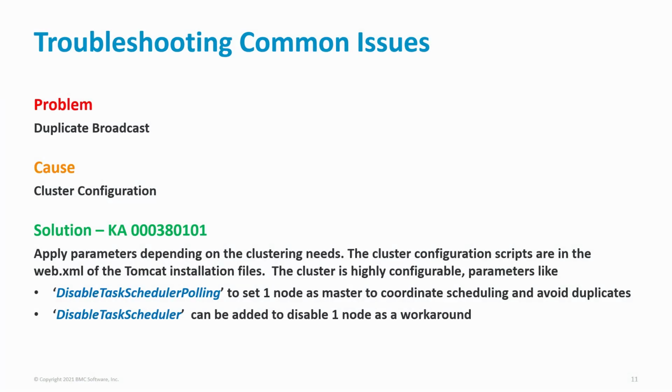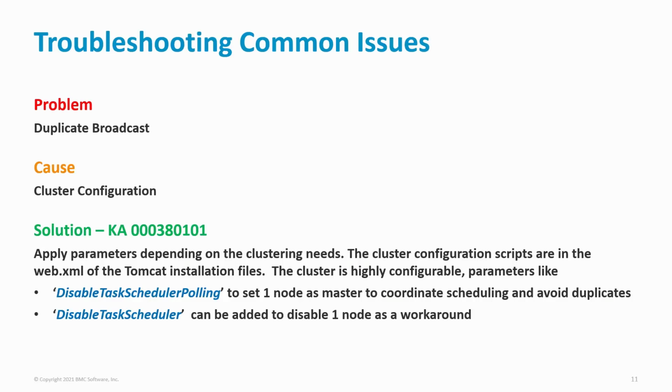So for the next common issue, we're going to be looking at duplicate broadcast. The problem is that we get a second email, or we see a second file in the FTP server when it should only be sending one. Of course, there is always a possibility that someone just scheduled a second broadcast, so it's always good to verify the schedule management interface and make sure we don't have a second schedule.